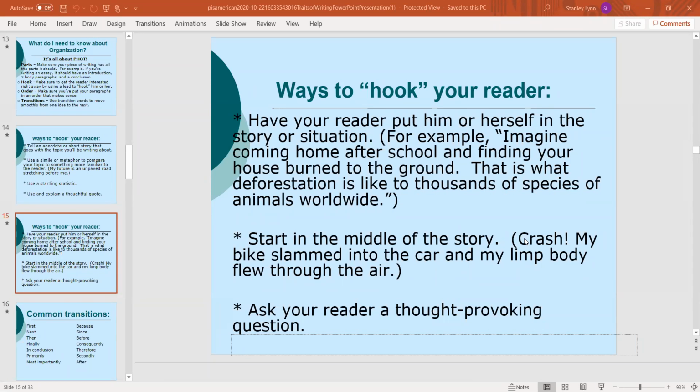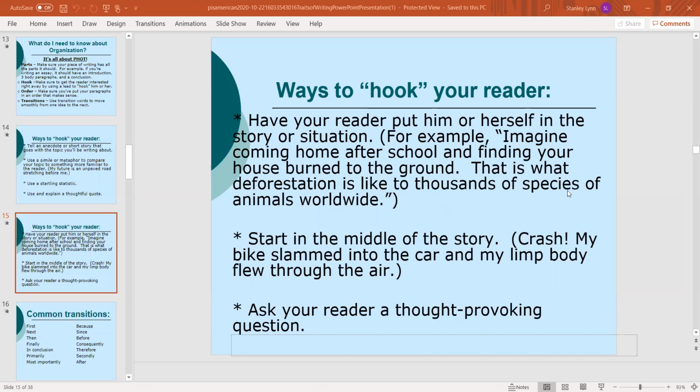Have your reader put him or herself in the story. For example, imagine coming home after school and finding your house burned to the ground. This is what deforestation is like to thousands of species of animals worldwide. This is an example if you're writing on the earth and the extinction of certain animals and what the forest fires do. This is an example of what you would put in to hook your reader.